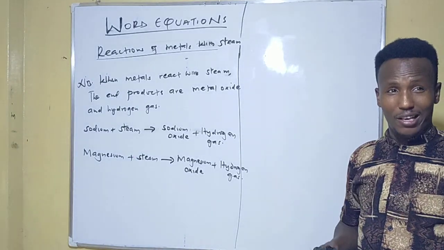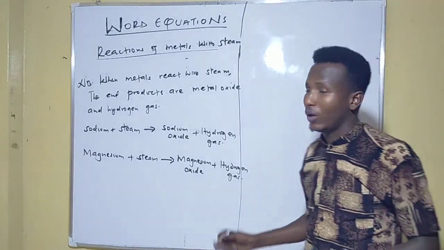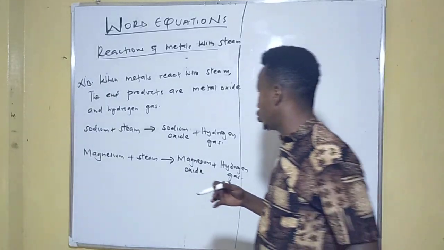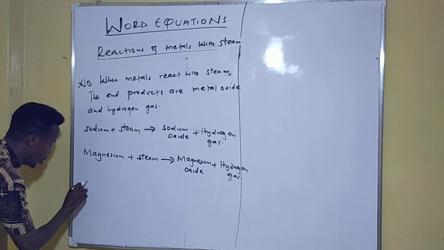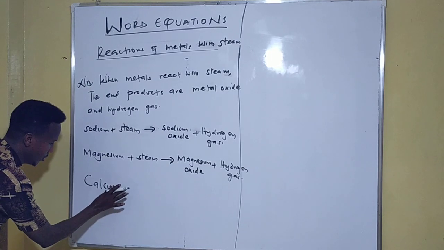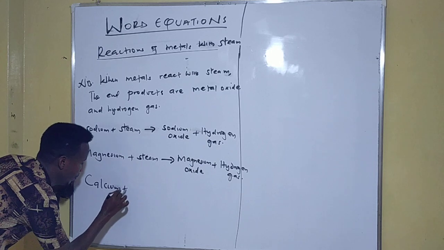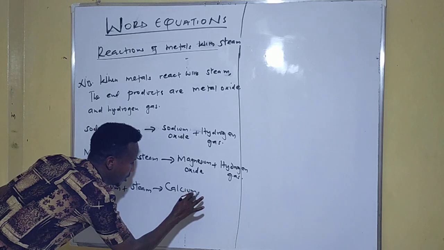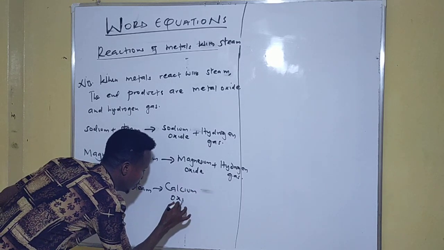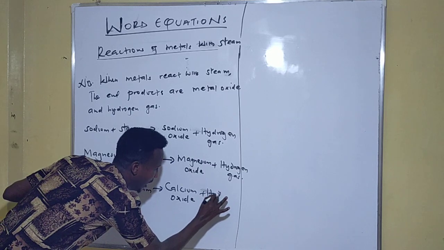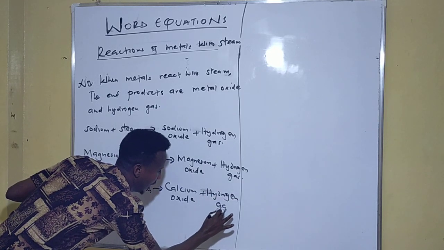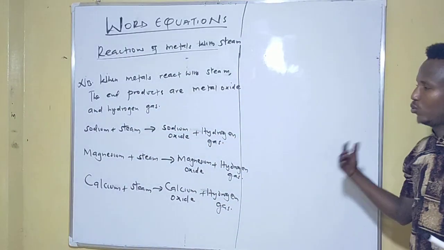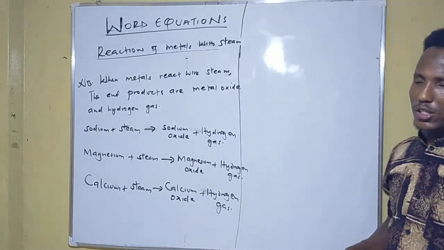Because when you'll be learning balancing of chemical equations, you must know what's reacting and the end product. Just understand that, okay? Let me also add calcium. Calcium plus steam will be calcium oxide plus hydrogen gas, okay? So understand that when metals react with the steam, the end product is metal oxide and hydrogen gas.